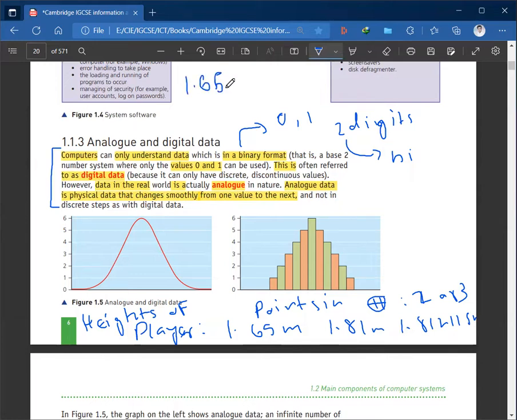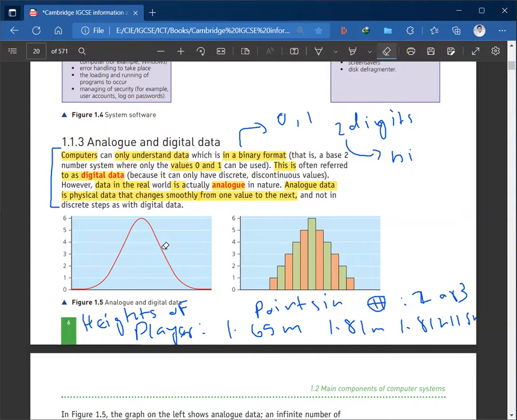If someone is 1.65 meters, they can be 1.651 meters as well. So we don't know how exact they are. We can only measure it to a certain degree, mostly 1 or 2 decimal places. But on the other hand, points in basketball, can you score 2.15 points or 2.151 points? It's a whole value. It's only 2. There are no other possibilities.